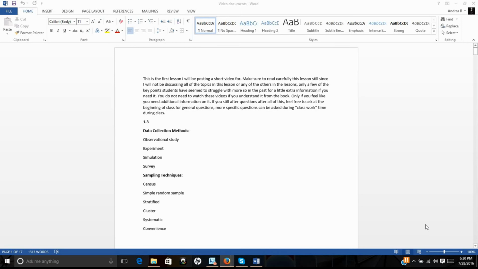So our first thing for our data collection is an observational study. It's just like it sounds, you're observing to see what happens. So you're not changing the environment at all. You're just looking to see what is happening in that case. Whereas an experiment, it's like you do in science class. You've got a hypothesis, you're testing it, seeing what happens. So you're actually changing something there.